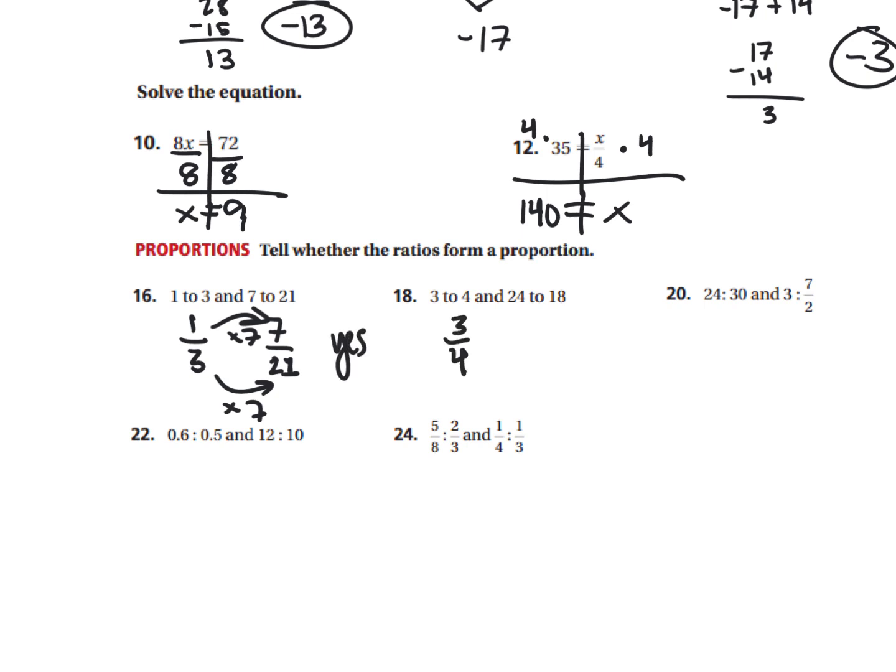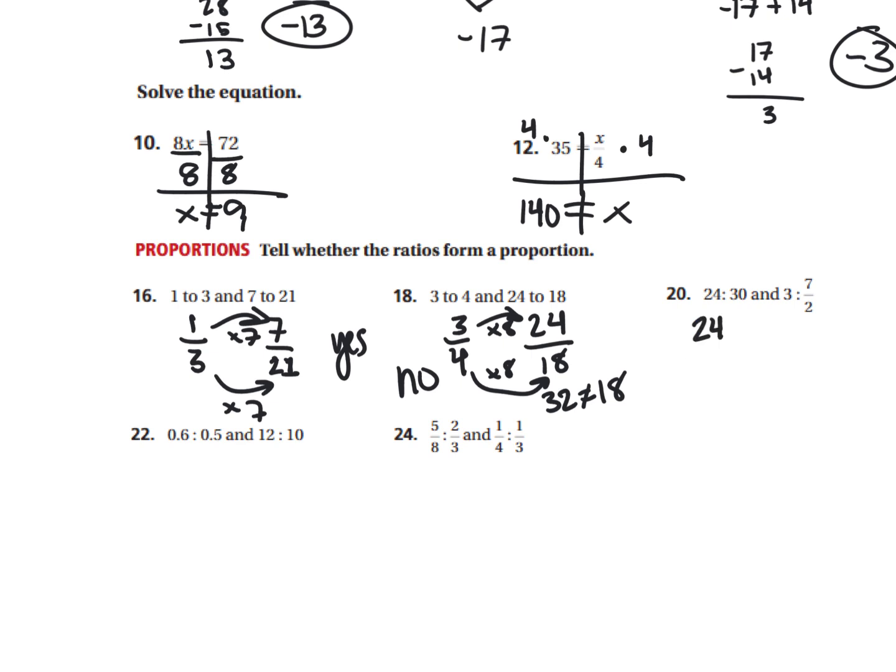3 to 4, and then 24 over 18. I know that 3 times 8 is 24, but 4 times 8 is 32, and 32 is not equal to 18, so number 18 would be a no.